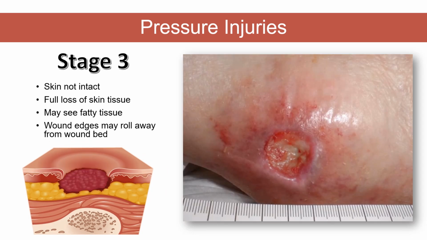All right, so stage 3, definitely the skin is not intact. There's going to be full loss of skin tissue. So the epidermis, the dermis is gone. Okay, and then we're going to see some subcutaneous tissue, some fatty tissue. The wound edges may roll away from the wound bed also. Not always, but that could also be a sign.